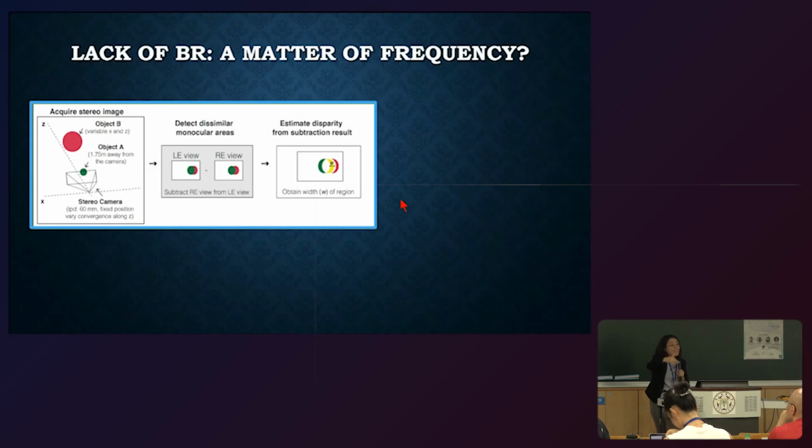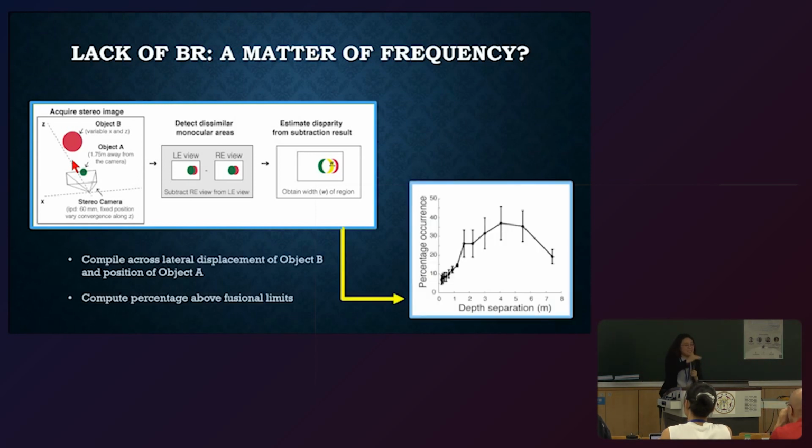So one thing we can do is create a 3D model where we have a stereo camera, and then we put two different objects at different distances and lateral displacements. To make things easy, we color code them green and red so that any disparity or incompatibility will come out as yellow when you do the subtraction of the images. Anyway, the main point is, after we did this computation and ran it through the fusional limits, we find that incompatible inputs are still not as rare as we thought they would be in a simple 3D model.